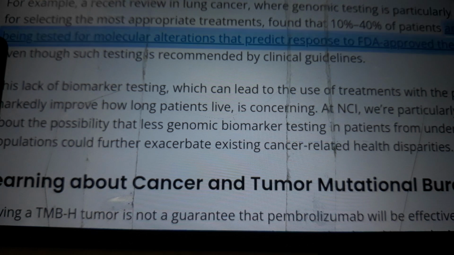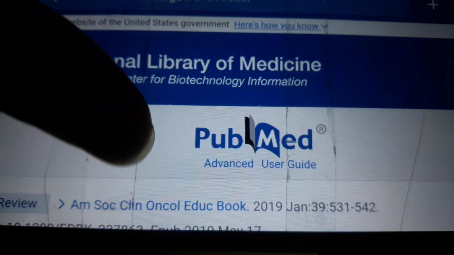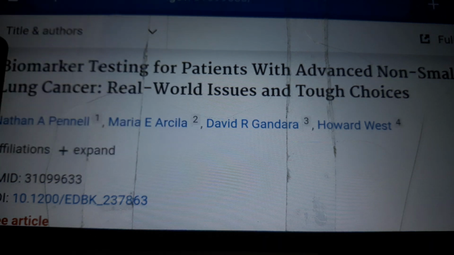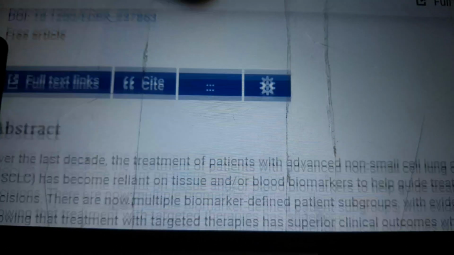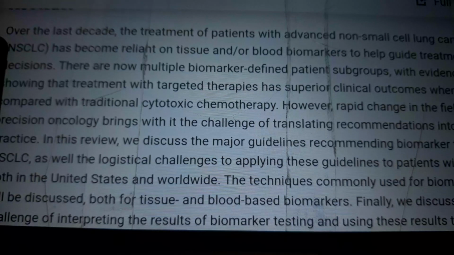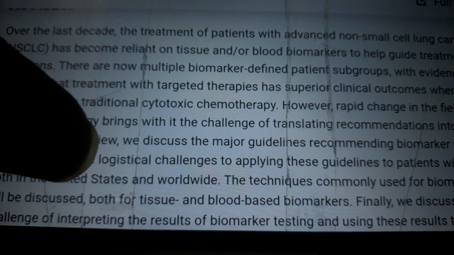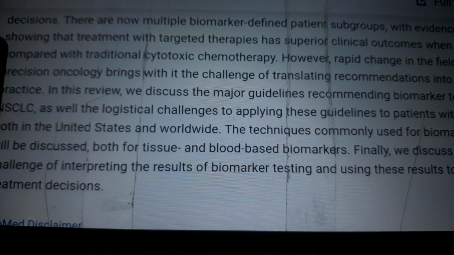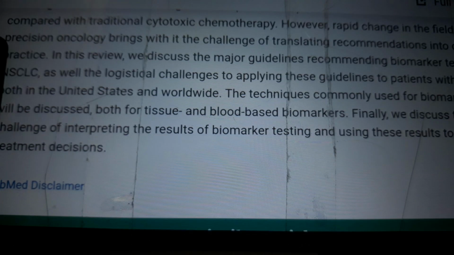Let's just have a look at that. Biomarker testing for patients with advanced non-small cell lung cancer: real-world issues and tough choices. Well, the abstract reads: over the last decade, the treatment of patients with advanced non-small cell lung cancer, NSCLC, has become reliant on tissue and/or blood biomarkers to help guide treatment decisions. There are now multiple biomarker-defined patient subgroups with evidence showing that treatment with targeted therapies has superior clinical outcomes when compared with traditional cytotoxic chemotherapy.